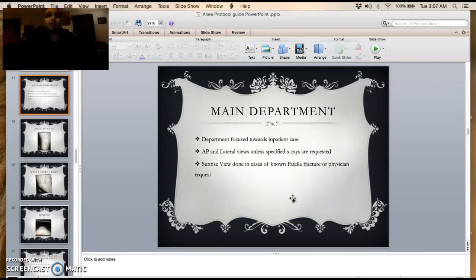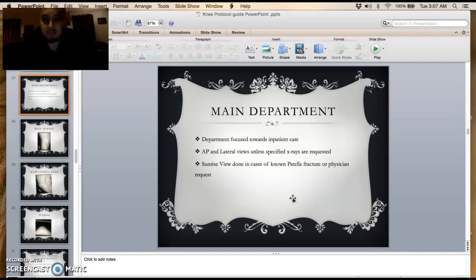All right, moving on to the main department. This department basically focuses on inpatient care. We usually call down patients from the floors and get their X-rays done here. The usual views done are AP and lateral views, unless the physician is going to ask for any specialized view, such as a sunrise.